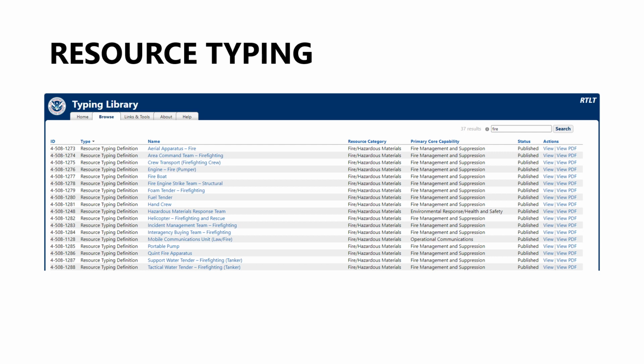So the way we're doing that, FEMA actually has a nice little resource typing library tool. It's a full catalog of NIMS resources, their typing, their definitions, job titles. It even has some qualification sheets. This is actually where we got our position task book information from as well. It's all released and maintained by FEMA. It's public access. It's a web-based tool, so it allows us to easily search and find what we're looking for.